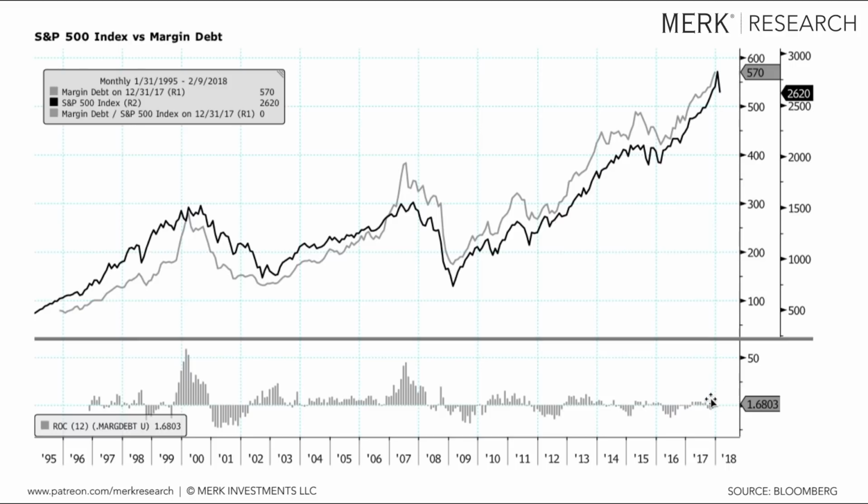So as far as this chart is concerned, it's not specifically an area of caution for me. What would get me cautious is to see that margin debt build up relative to the market.